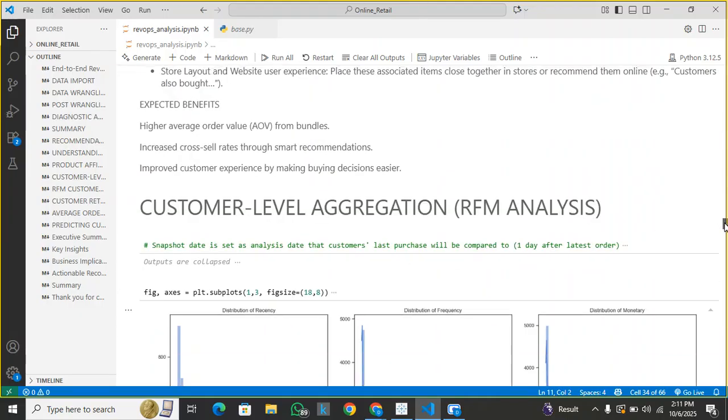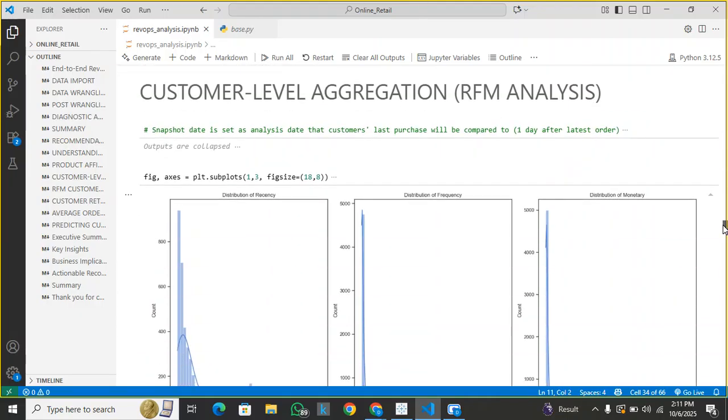So the next phase is the customer level aggregation. That's the RFM analysis. RFM simply means recency, frequency, and monetary. Recency shows us the number of days since customers last purchased, and frequency shows us the number of times they purchased, and then monetary shows us the amount they spent.